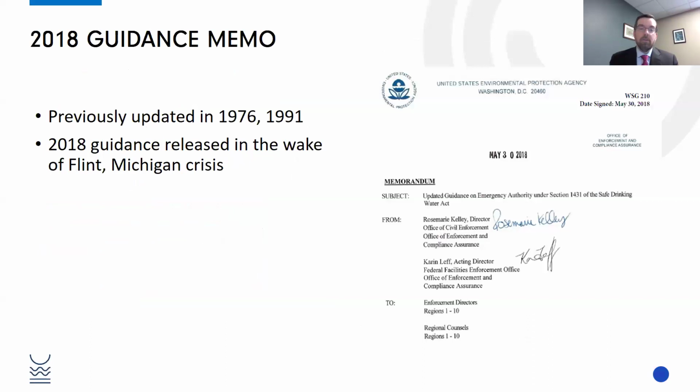Next slide. To interpret those terms, EPA put out a guidance memo in 2018. This followed EPA's involvement in the Flint water crisis in Flint, Michigan, where the drinking water was contaminated by lead. And so EPA realized that there might be instances where it needs to use this authority, needs to intervene, and it needed to explain exactly how it would be doing that going forward. So it updated guidance that had not been updated for more than 15 years before that. Next slide.